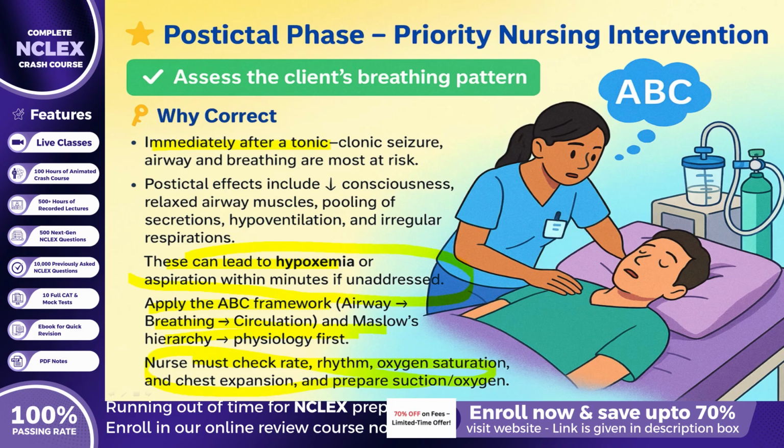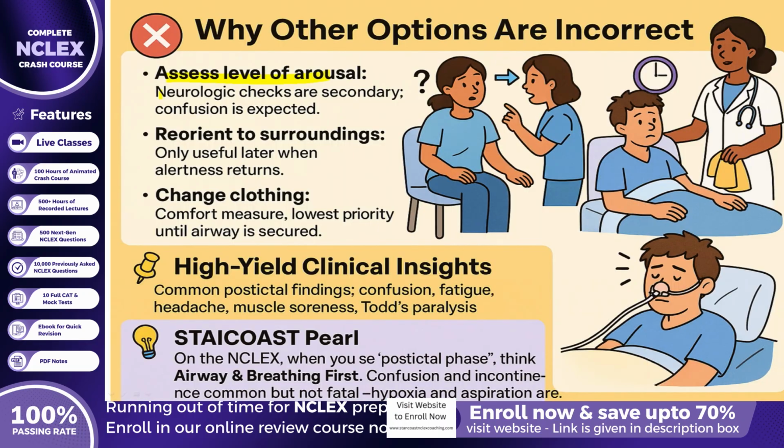Now, let us examine why the other options are incorrect. Assessing the client's level of arousal, while important for ongoing neurological checks, is not the immediate concern. Drowsiness and confusion are expected postictal findings, and focusing on this too soon could allow dangerous hypoxia or aspiration to develop unnoticed. Moving on to reorientation. This is a useful step once the client regains alertness. But in the immediate postictal phase, the brain is still recovering. Attempting reorientation at this time is both ineffective and neglects the more urgent need for respiratory stability.